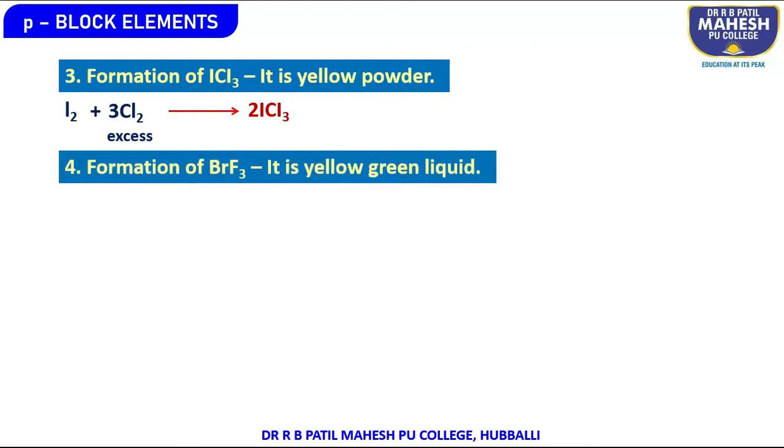Formation of bromine trifluoride, it is a yellow green colored liquid. It is obtained by reaction of bromine with water, that is diluted with water. When both of them are diluted with water, we get bromine trifluoride.